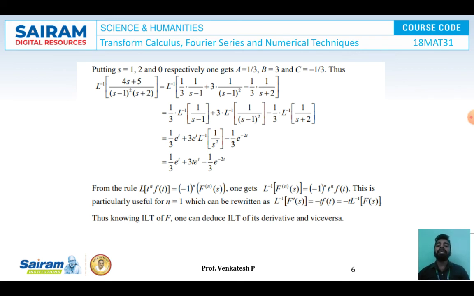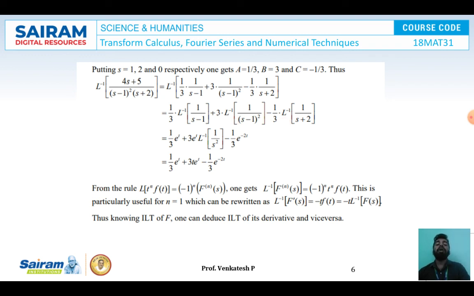So we get the Laplace inverse of (4s + 5) / ((s − 1)²(s + 2)) equal to the Laplace inverse of (1/3) · 1/(s − 1) + 3 · 1/(s − 1)² − (1/3) · 1/(s + 2). By applying the linearity property, we can rewrite the equation as 1/3 times the Laplace inverse of 1/(s − 1), plus 3 times the Laplace inverse of 1/(s − 1)², minus 1/3 times the Laplace inverse of 1/(s + 2).